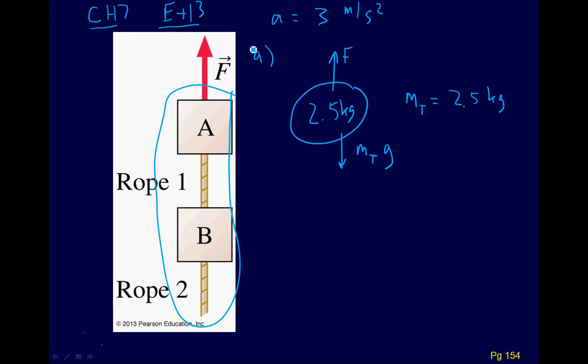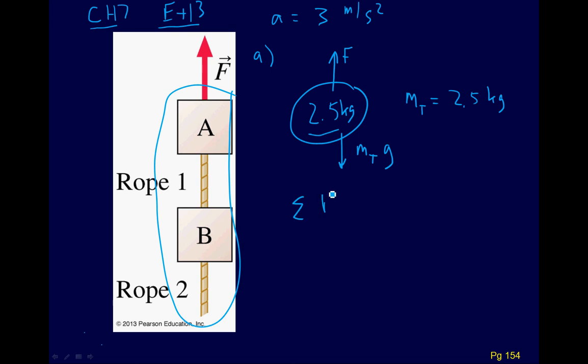You're told that the acceleration of the whole system is 3 meters per second squared. When you have problems like this, the first step with multi-object problems is usually trying to group all the objects together in one clump. That gets rid of any internal forces. Looking at all the objects together, it's a mass of 2.5 kilograms. I'll call that MT for mass total. If you look at them all together, the only forces are a force F upwards and mass total G downwards. The other force acting is an internal force, and because of Newton's third law, it cancels out.